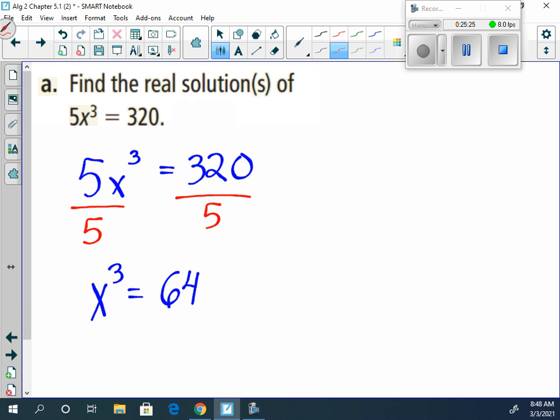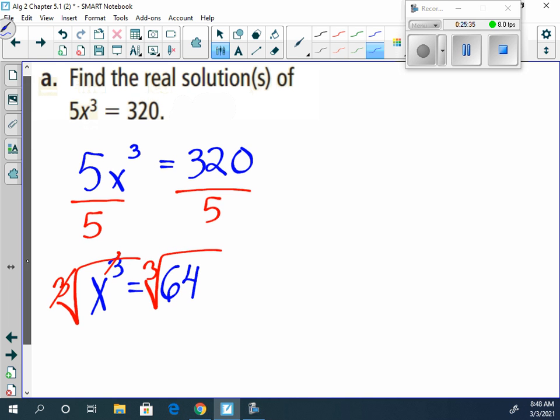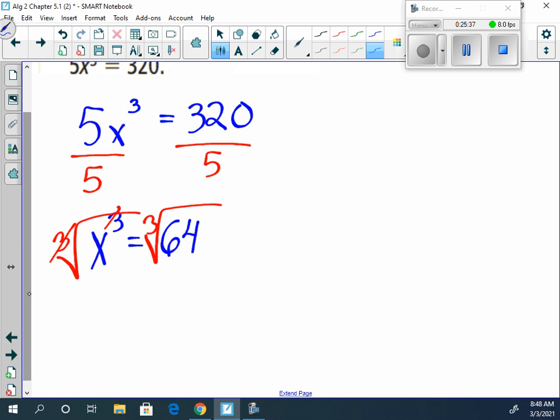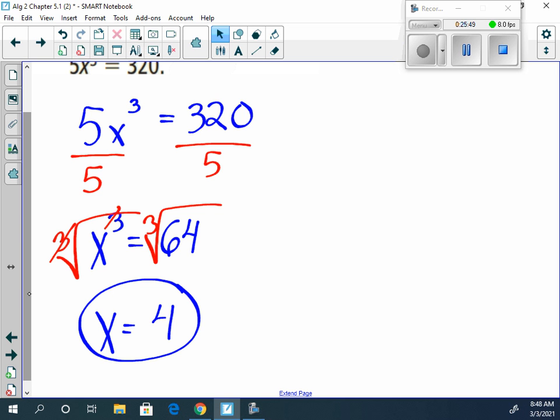Okay, now we need to take the nth root of both sides. So what would the nth root be? We take the third root because we want the exponent with x to become 1. Third root of 64 is 4. That's it.